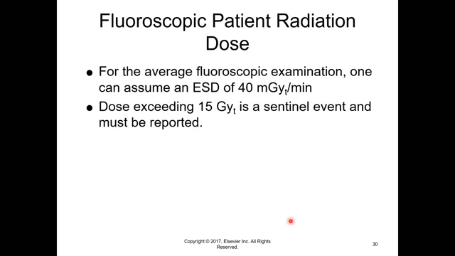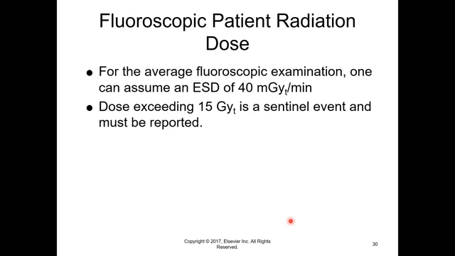Fluoroscopic patient radiation. Again, on average, fluoroscopy gives off 40 milligray per minute. It becomes a sentinel event, and that's an event that's reported to the NCRP and to government agencies. People get pulled in, questioned. Usually a lot of people get in trouble, basically. But basically, a sentinel event is something where it physically harms the patient in some way.